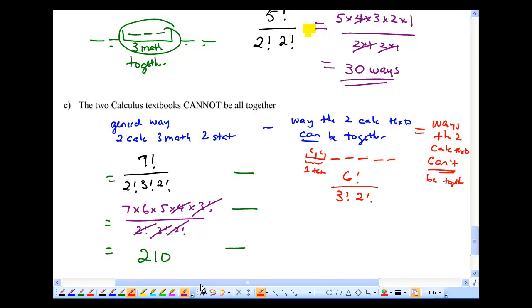So what do we have here? 6 factorial, 6 times 5 times 4 times 3 factorial over 3 factorial, 2 factorial. 3 cancels out. 6 times 5 is 30 times 2 is 60. So 210 minus 60 must be 150 ways. Coolness. We're done.